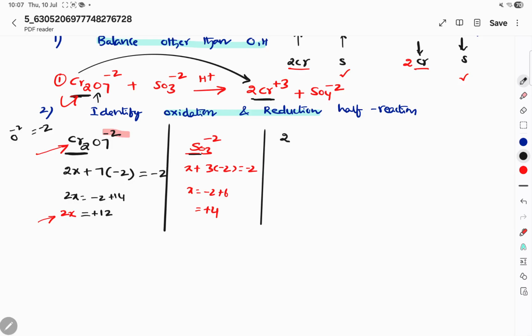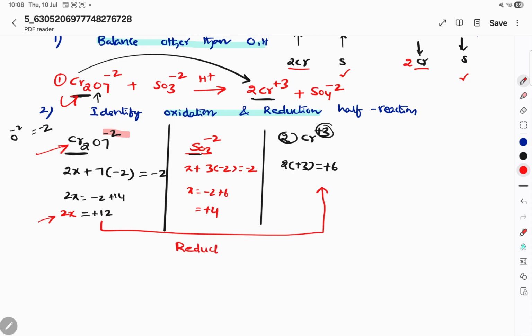Now for chromium on the right side, the stoichiometric coefficient is 2, so 2 chromium atoms, 2 into plus 3 equals plus 6. So the oxidation state goes from plus 12 to plus 6, and the chromium oxidation number decreases. A decrease in oxidation number is called reduction. It decreases from 12 to 6, that means 6 units. Understood this point? We have many definitions of reduction: a decrease in oxidation number is called reduction, or a decrease in oxygen atoms is also called reduction.